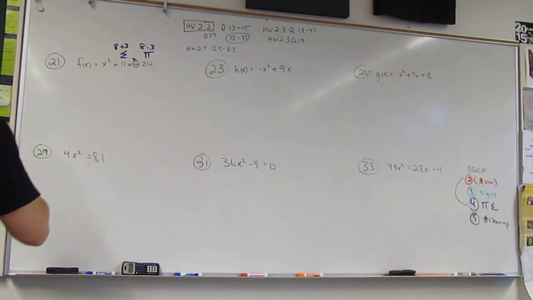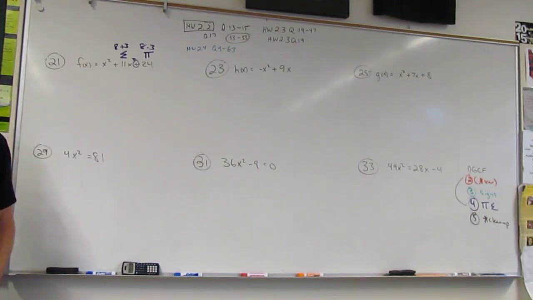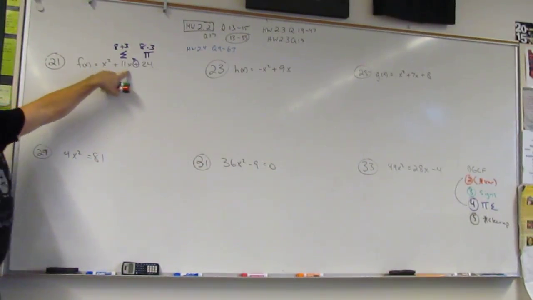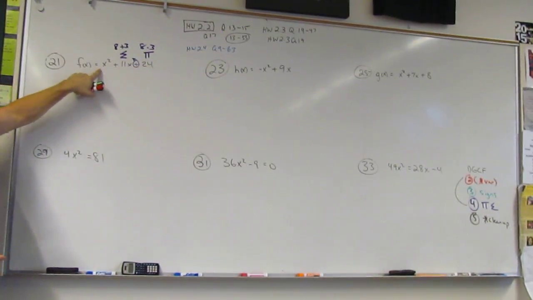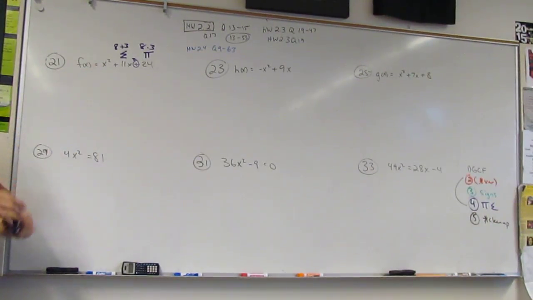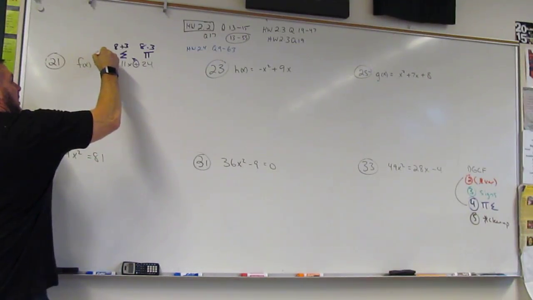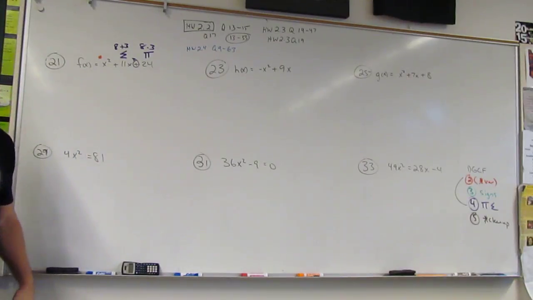Well, what's the first step? GCF. What goes into each of these? What goes into 24, 11, and 1? 1. So there's no GCF. Is there a number out front? 1, right? So there's no star.